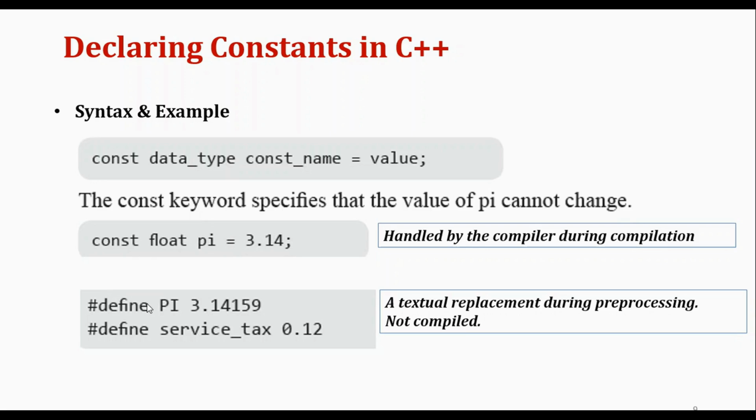Check out this type, which uses the preprocessor directive hash define PI, so it should be in capital letters, by the rules I mentioned now. 3.14159 is the value. There is a space between hash define, the constant identifier, and the value. This preprocessor directive doesn't need an execution. It is excluded from the execution. So this is a way of declaring a constant in C++.